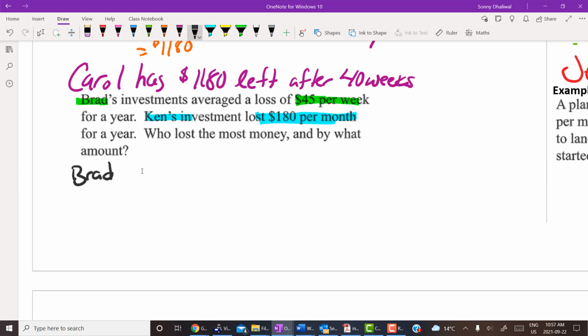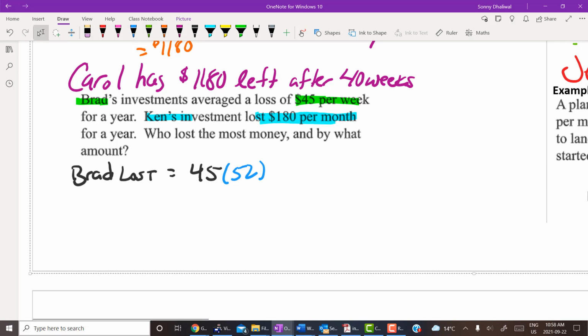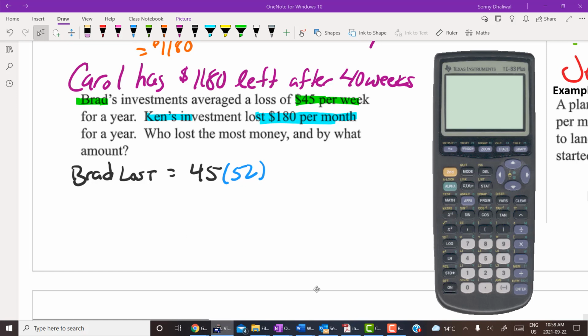So Brad, let's do Brad lost. So he's losing $45 a week for a year. So how much does he lose in a year? So we need to know how many weeks there are in a year. How many are there? Yes, Johnny? 52. So he's losing $45 a week, and there's 52 weeks in a year. So you multiply those two numbers together. So you go 45 times 52, and we get 2,340.